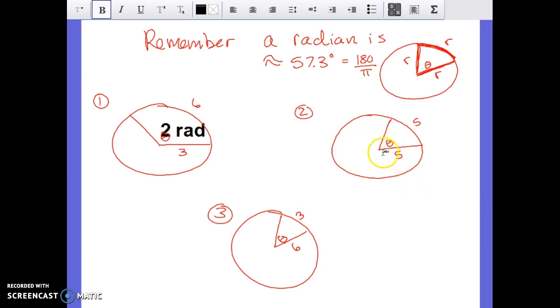Okay, so if you look at the second one, we've got 5 and 5. And obviously this would be 5 as well. So that is exactly 1 radian. Now, what if our radius is 6 and we're only wrapping half of that around the circle? Well, then we have half of a radian. So you can see those are pretty simple.